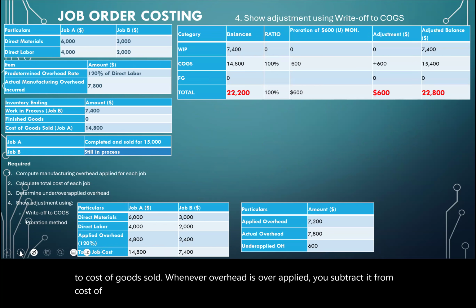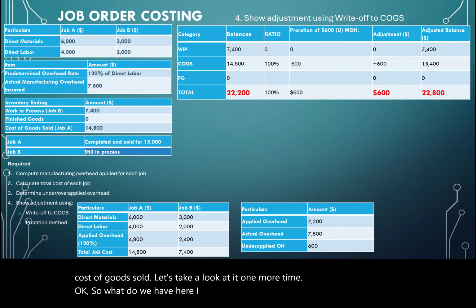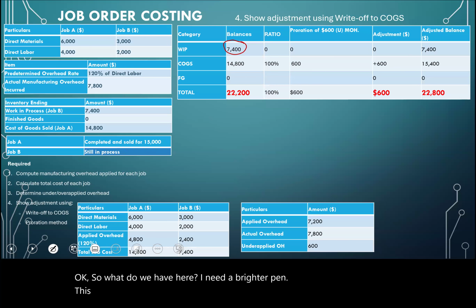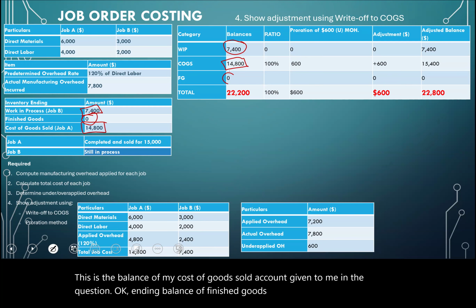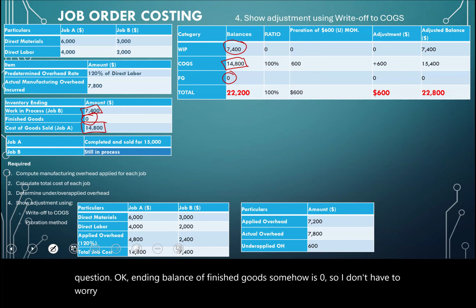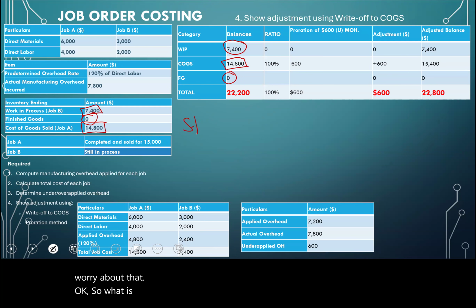Let's take a look at it one more time. Okay. So what do we have here? I need a brighter pen. This is the balance of my work in process account given to me in the question. This is the balance of my cost of goods sold account given to me in the question. Ending balance of finished goods somehow is zero, so I don't have to worry about that. So what is my step number one?